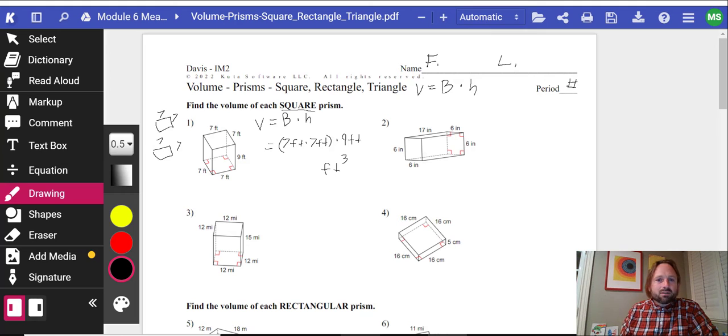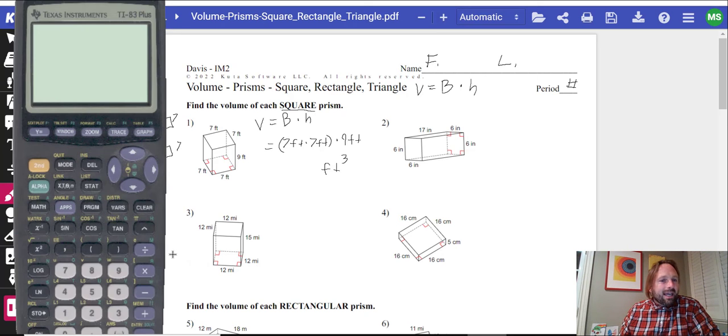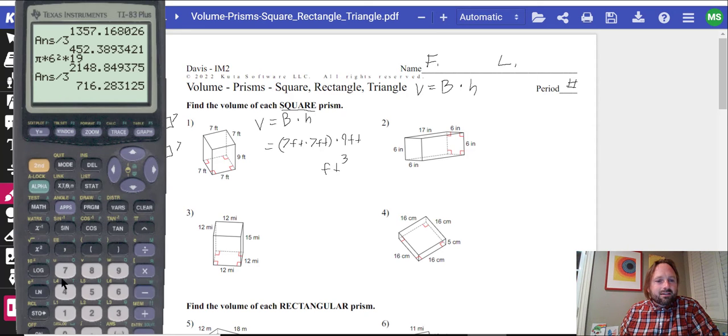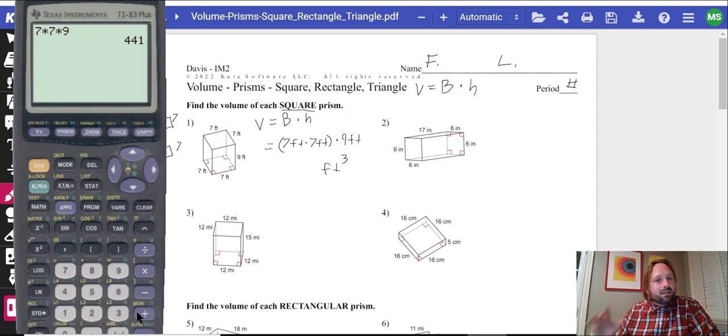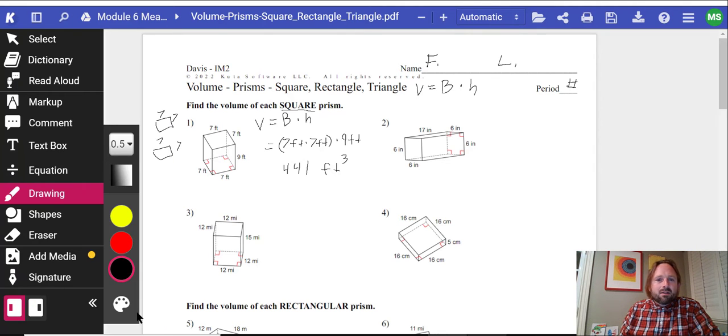Okay, well now I just need to figure out what's 7 times 7 times 9. I'm going to tell you right now, guys, it's okay to use a calculator. 7 times 7 times 9 is 441. Cool. So the volume of this square prism is 441 cubic feet.